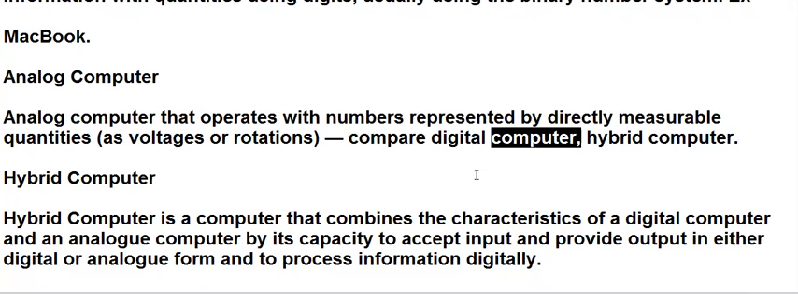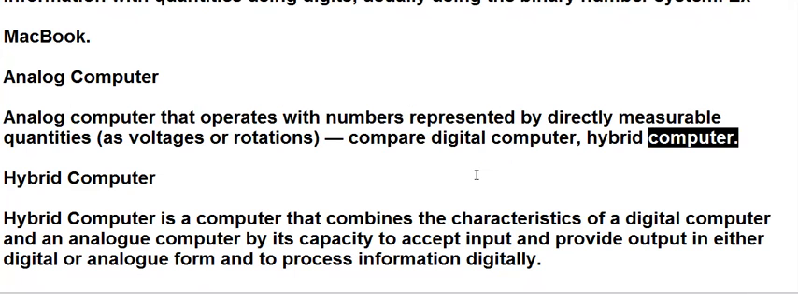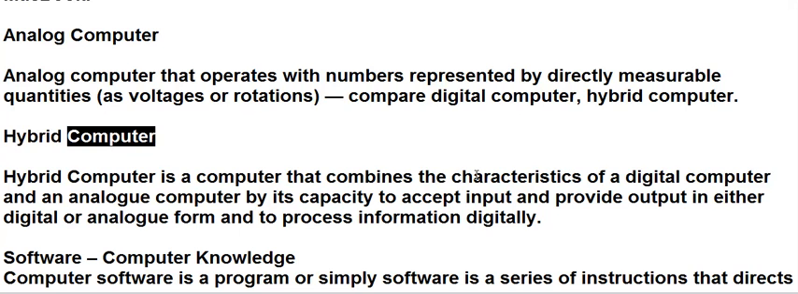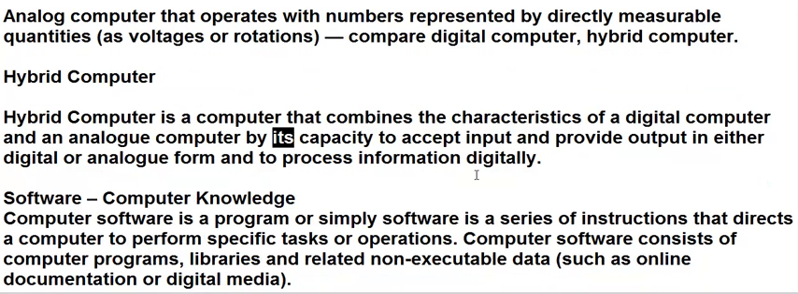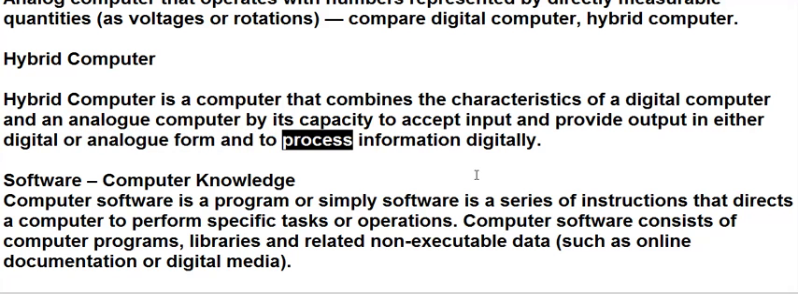Analog computer. An analog computer operates with numbers represented by directly measurable quantities, such as voltages or rotations, compared to a digital computer. Hybrid computer. A hybrid computer is a computer that combines the characteristics of a digital computer and an analog computer by its capacity to accept input and provide output in either digital or analog form and to process information digitally.